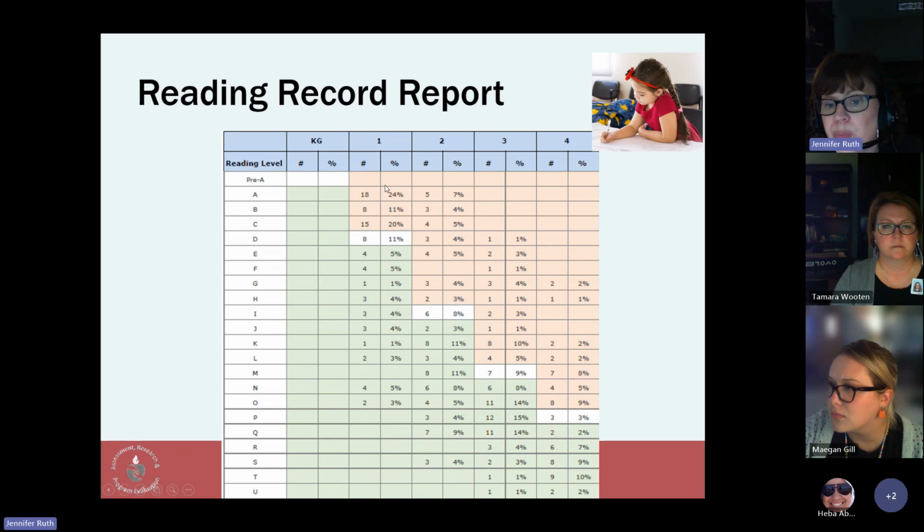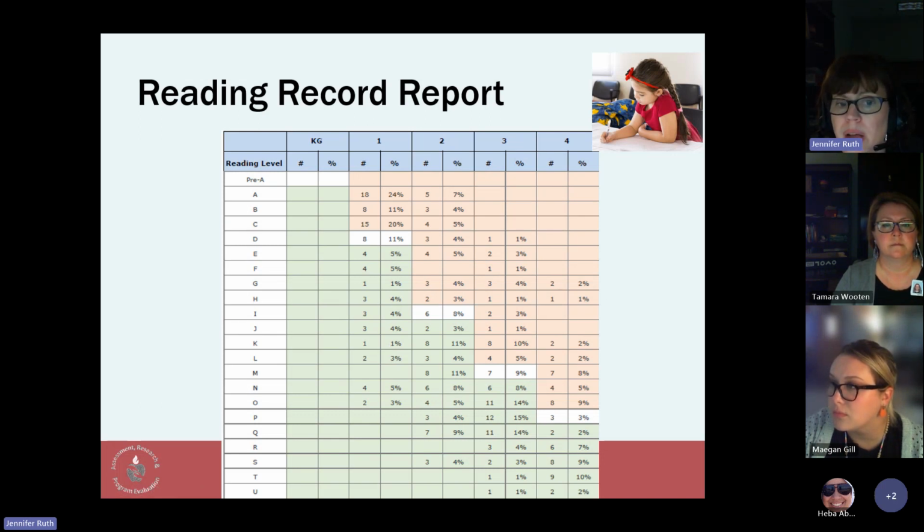The students that are in this peach or pink color, those are the students who came into the grade level with a reading record that is below grade level. So you can see we've got 18 students at level A, 8 at level B, and 15 at level C. So those are our kids who are coming in below grade level. And then in green, those are the students who are coming in above grade level. So this is your baseline at the beginning of the year. This is where you're starting from.